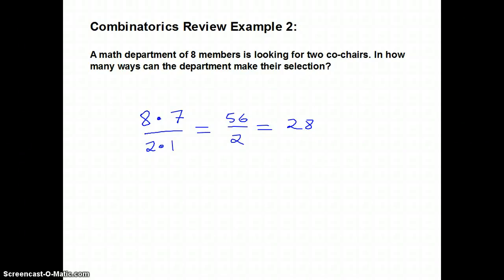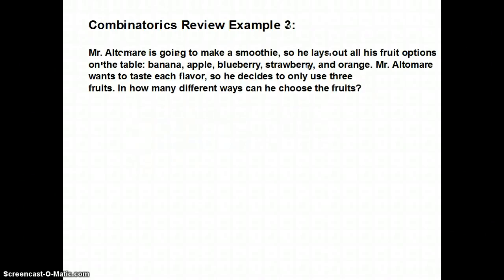Okay, let's look at the next question. We have Mr. Altamar is going to make a smoothie. So he lays out all his fruit options on the table: banana, apple, blueberry, strawberry, and orange. Mr. Altamar wants to taste each flavor, so he decides to only use 3 fruits. And how many different ways can he choose the fruits?